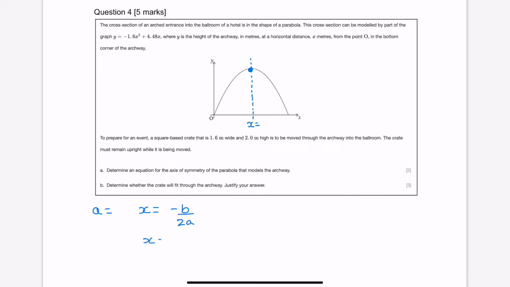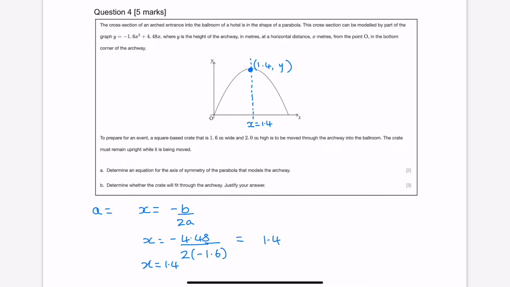So x is equal to minus b, so minus 4.48, over 2a, so 2 times minus 1.6. And if I type that into my GDC, I get 1.4. So my x value at the top here is 1.4. And then I have a y value. So my line is x is equal to 1.4. And I should write x equals because it is an equation. They're asking for an equation for the line of the axis of symmetry.